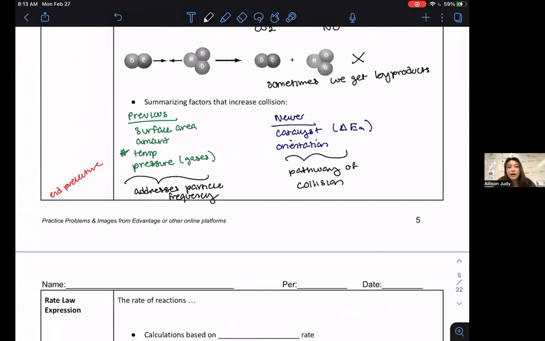And tomorrow we'll talk about how we quantify and express in a mathematical expression the rate law and rate of a reaction, and the individual role that each reactant species plays in it.